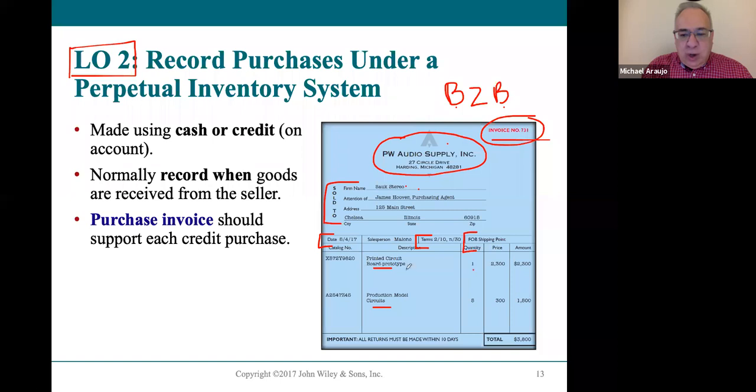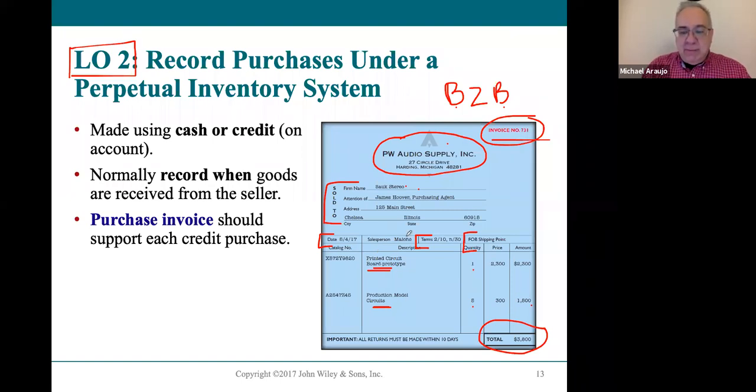Okay, so let's take a look at what PW Audio sold to SOC Stereo. They sold one circuit board for $2,300, okay? And they sold 5 circuits for $300 each, for a total of $1,500. So the total amount of this sale is $3,800. Now again, PW Audio sold it. So PW Audio owns this inventory. They own the inventory, right?